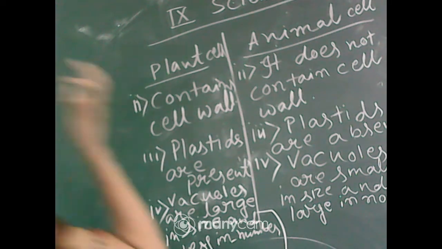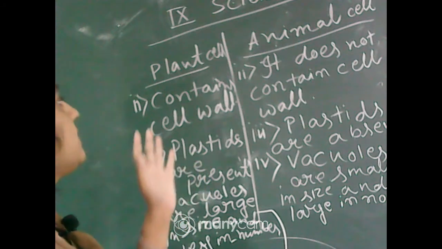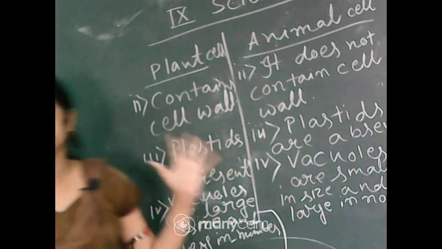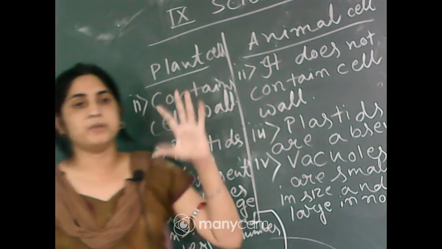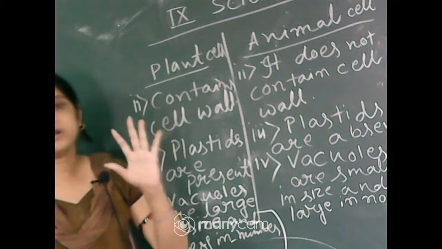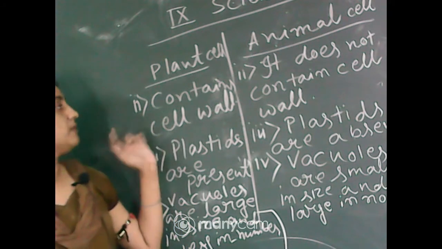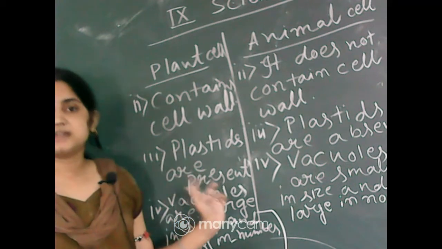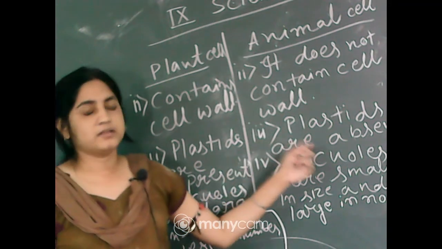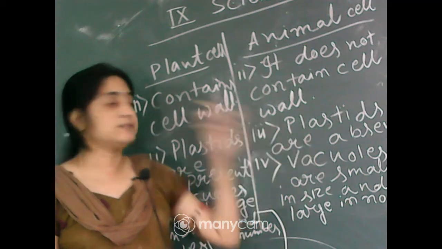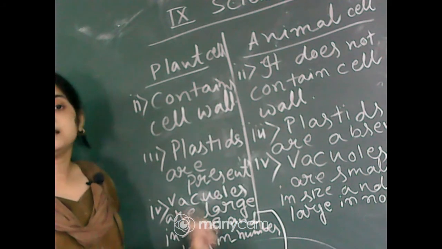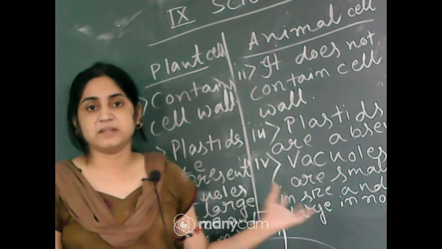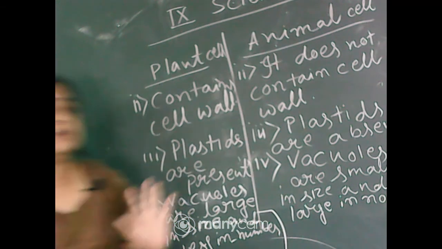First one, it has the definite shape and it has rectangular shape, but in the case of the animals, it does not contain any particular shape. It may be round or irregular in shape. Second one, it contains cell wall, it does not contain cell wall. Third one, plastids are present in the plant cell, plastids are absent in animal cell. The vacuoles are large in the plant cell and they are less in number, but in the case of the animal cell, they are small in size and large in number.